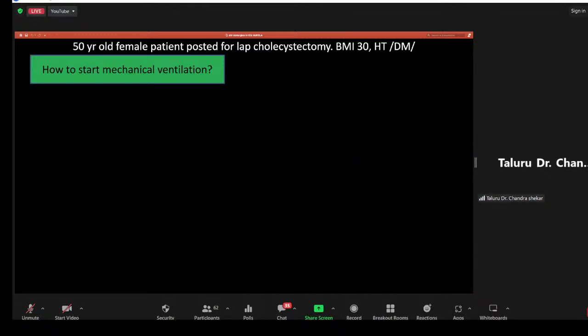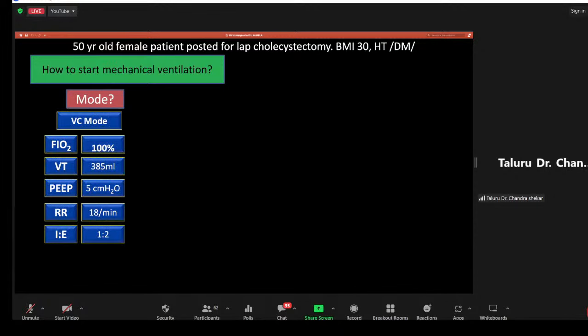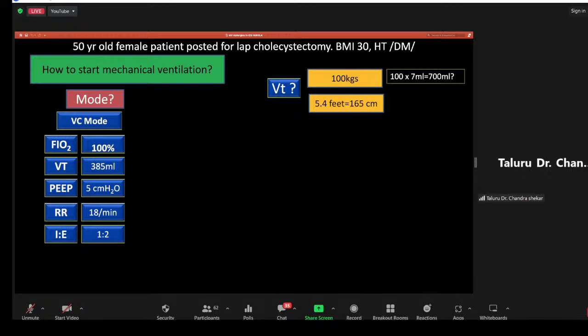So, a 50-year-old female patient posted for lap chole, BMI of 30, hypertension, diabetes. How do you start mechanical ventilation? Okay, these are your settings. Now the patient is 100 kgs and the predicted body weight corresponds to a height of 165 centimeters. Do you set it for 100 kgs or for 165 centimeters? If you set it for 100 kgs, it will be 700 ml, but the patient just requires 365 ml.